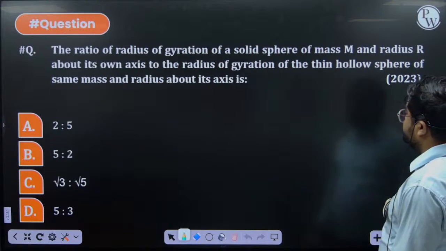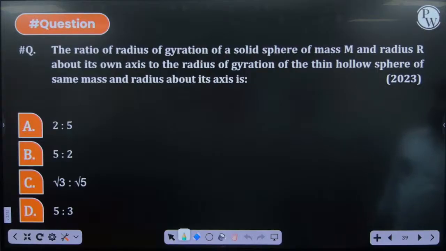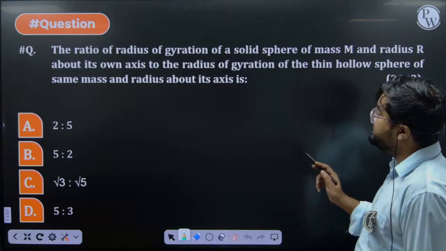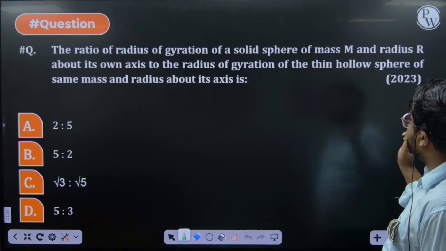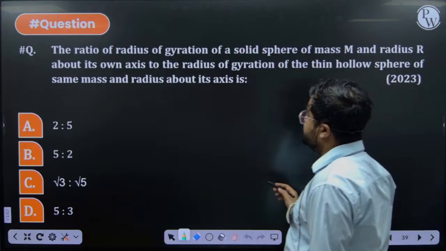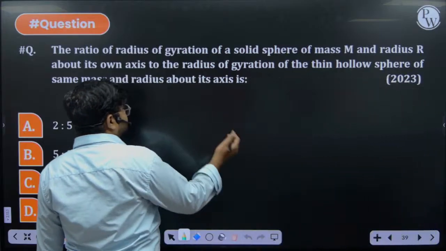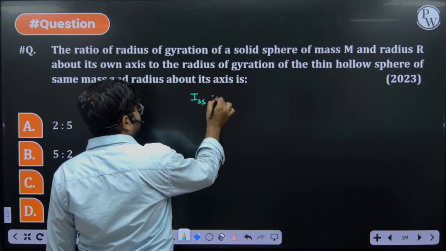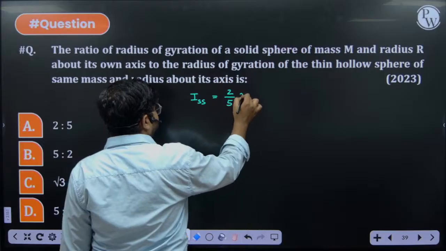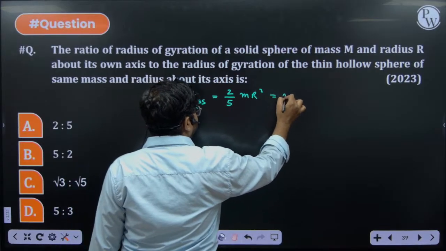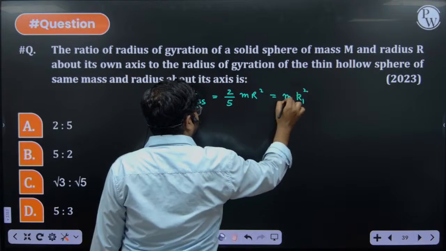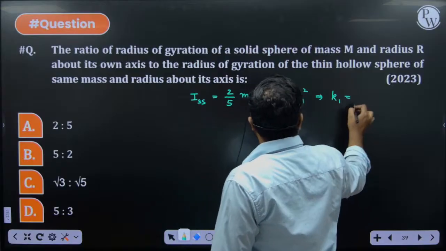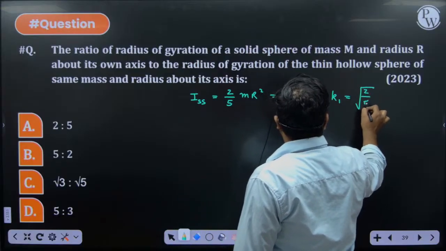Moving to the next question. The ratio of radius of gyration of a solid sphere of mass m and radius r about its own axis to the radius of gyration of a thin hollow sphere, same mass, same radius. See, it's very simple. We know moment of inertia of solid sphere is 2 by 5 mr square. We can write it as m k1 square. So k1 comes out as how much? Root 2 by 5 r.